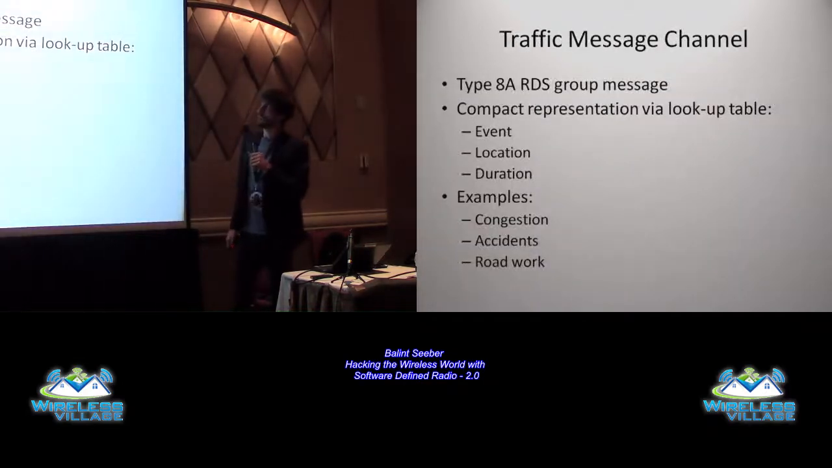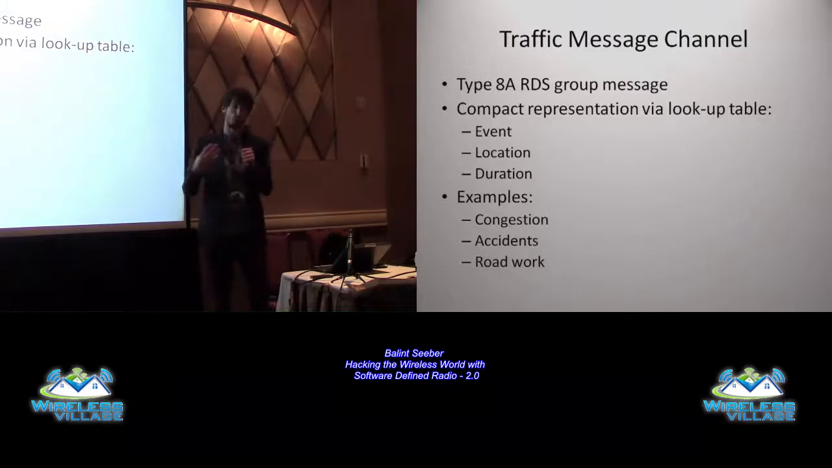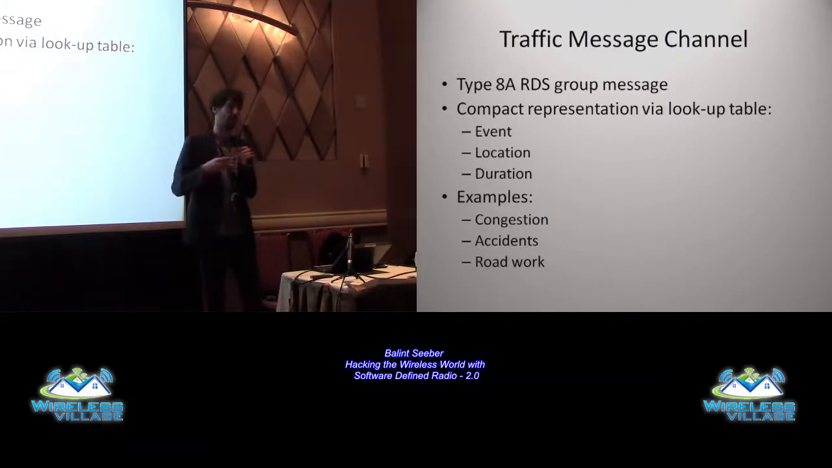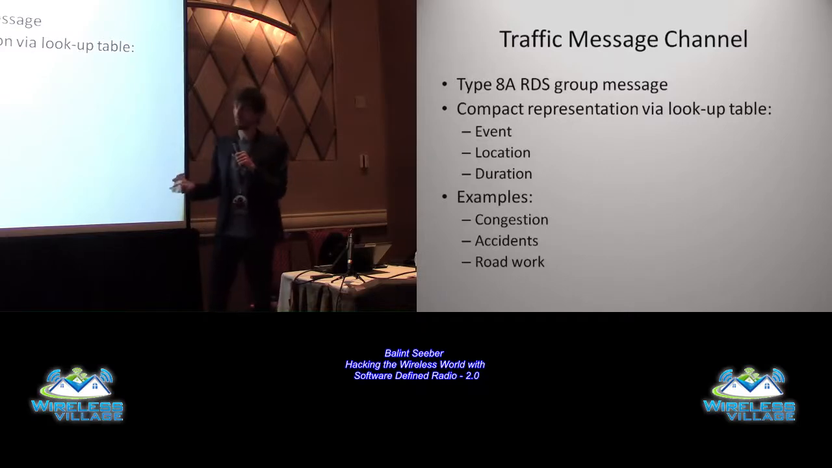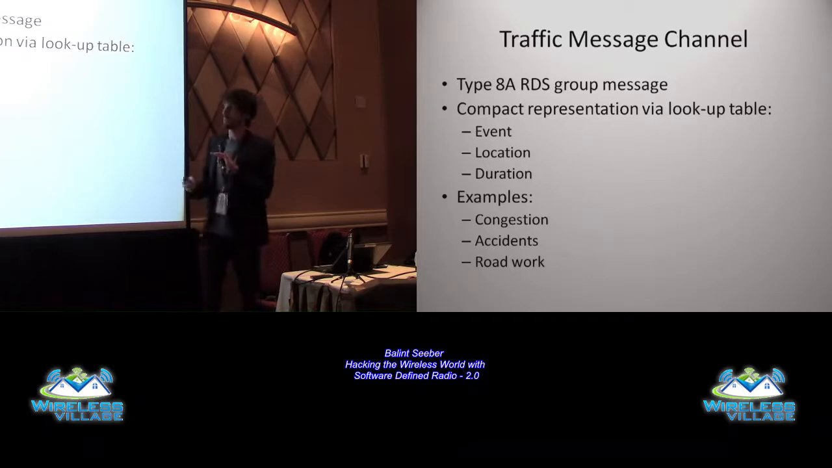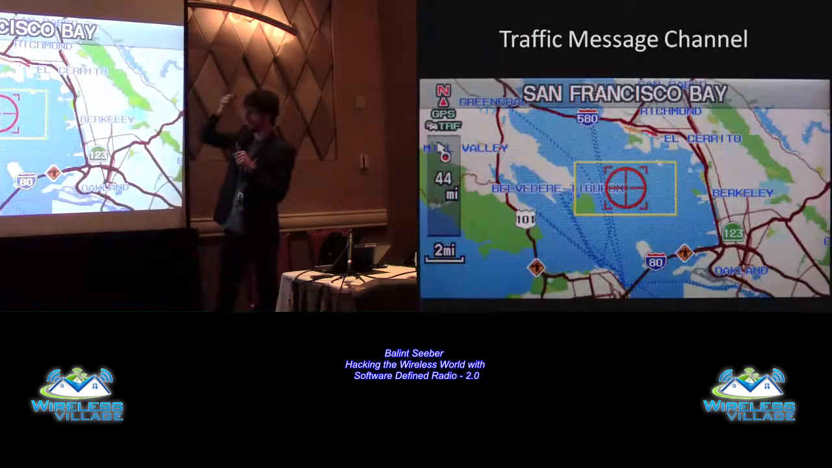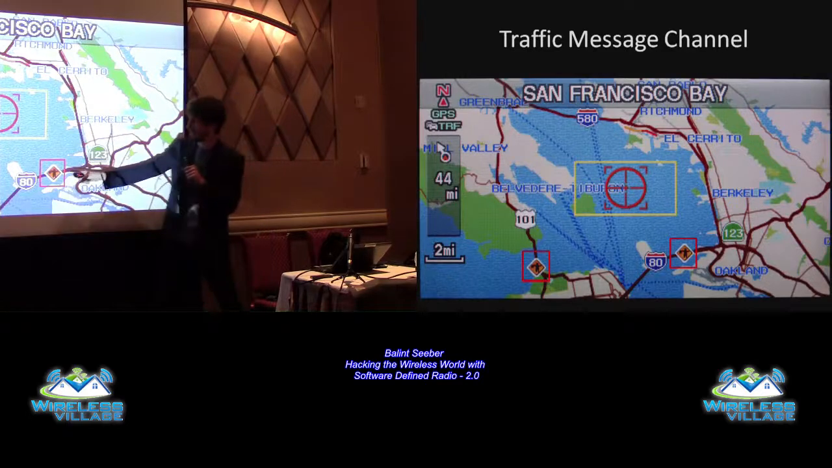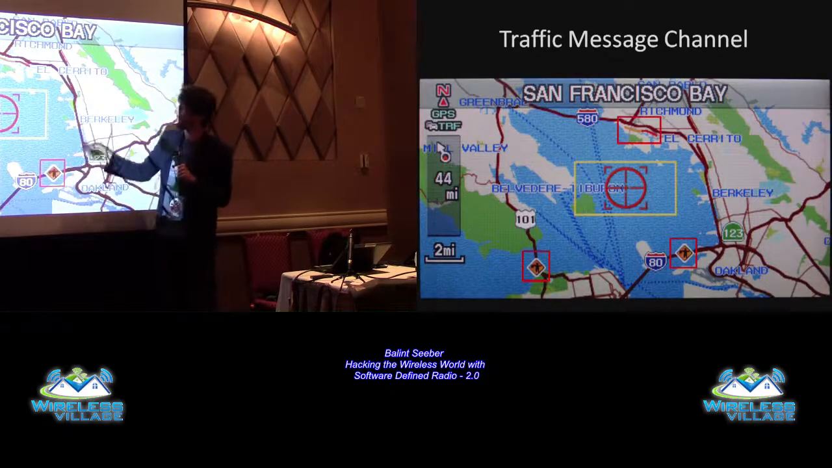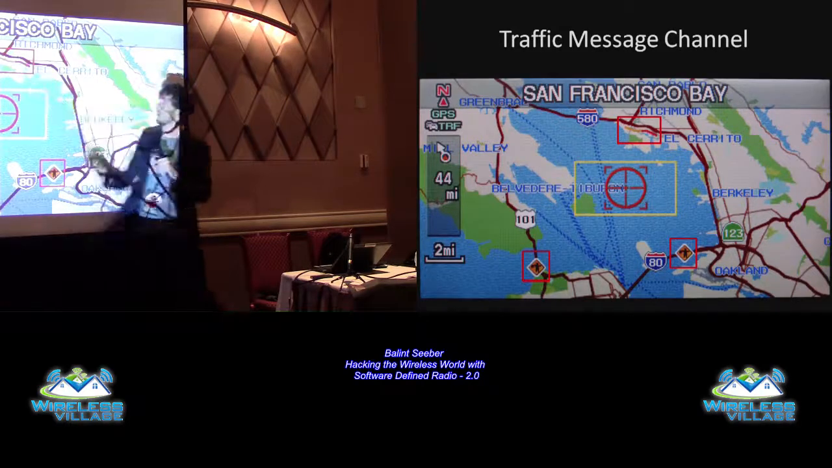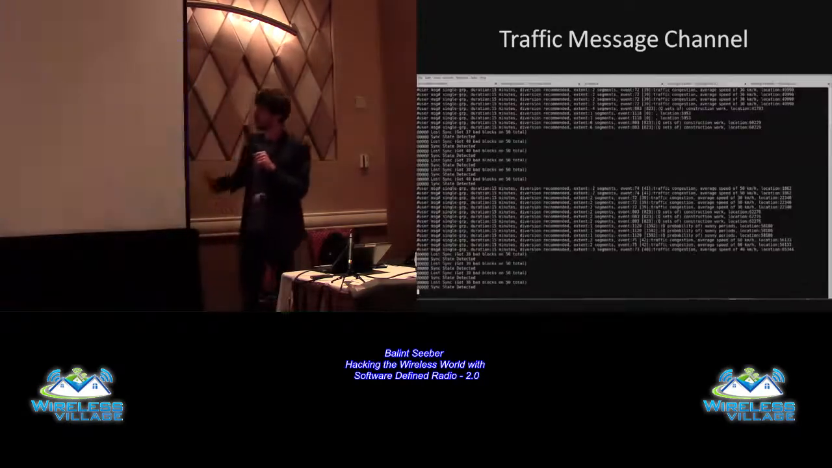So what we want to do then is look at the traffic message channel, and this is a compact representation of events, traffic events in your area. So you basically have what event it is, where it is, how long it might last, and some examples are traffic congestion, when accidents happen, or when there's road work, for example. And here's an example. This is the nav system in my car. You have these congestion icons that pop up, these are road work, and then you have the highway congestion along there.